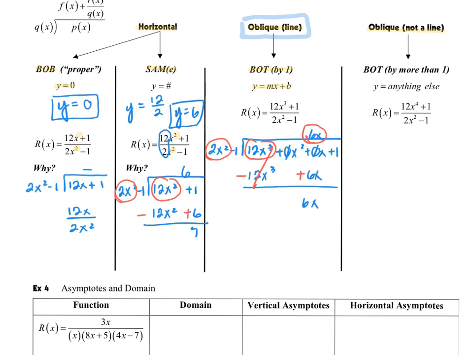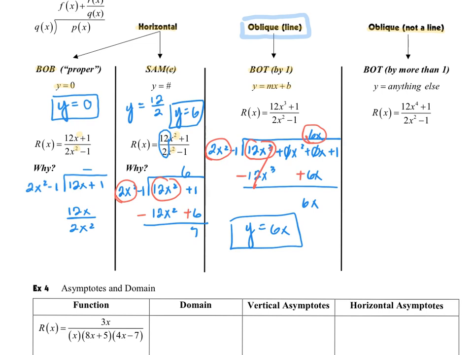So I write that as a proper equation. Don't just write 6x. I write y equals 6x. And then when I go to graph it, that's what I would graph. You cannot have a horizontal and an oblique. It's one or the other, okay? You won't have both.